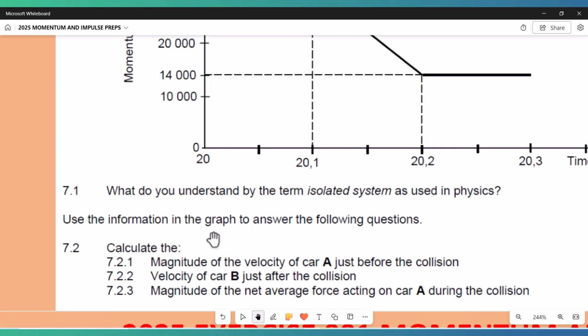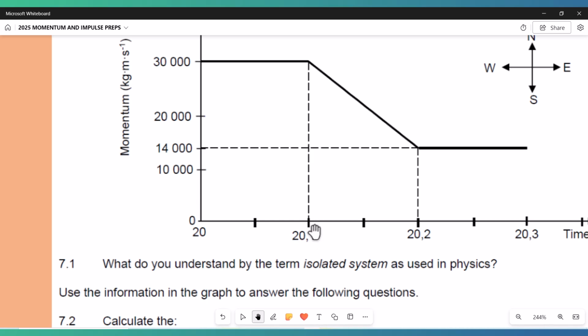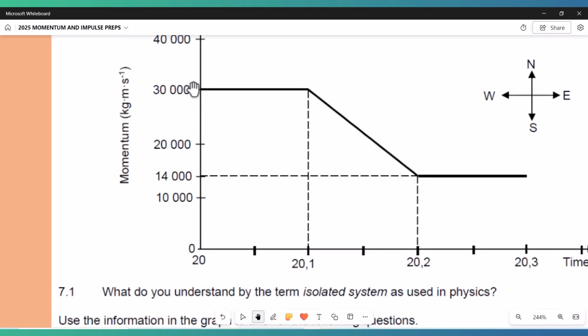Next question. They say use the information in the graph to answer the following questions. Calculate the magnitude of the velocity of car A just before the collision. Look at our graph again, people. This is a graph for car A, right? So from this point, this is momentum. This must be my initial momentum.